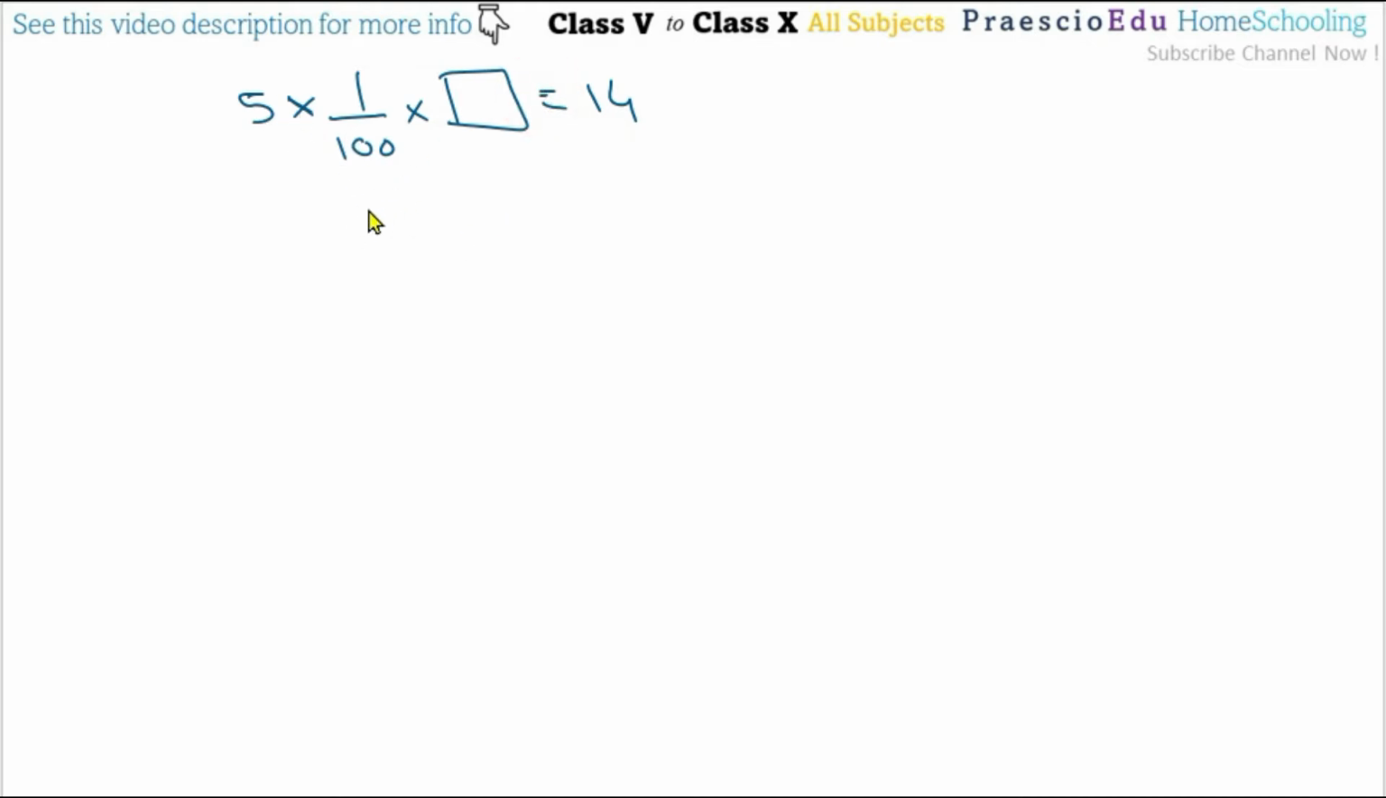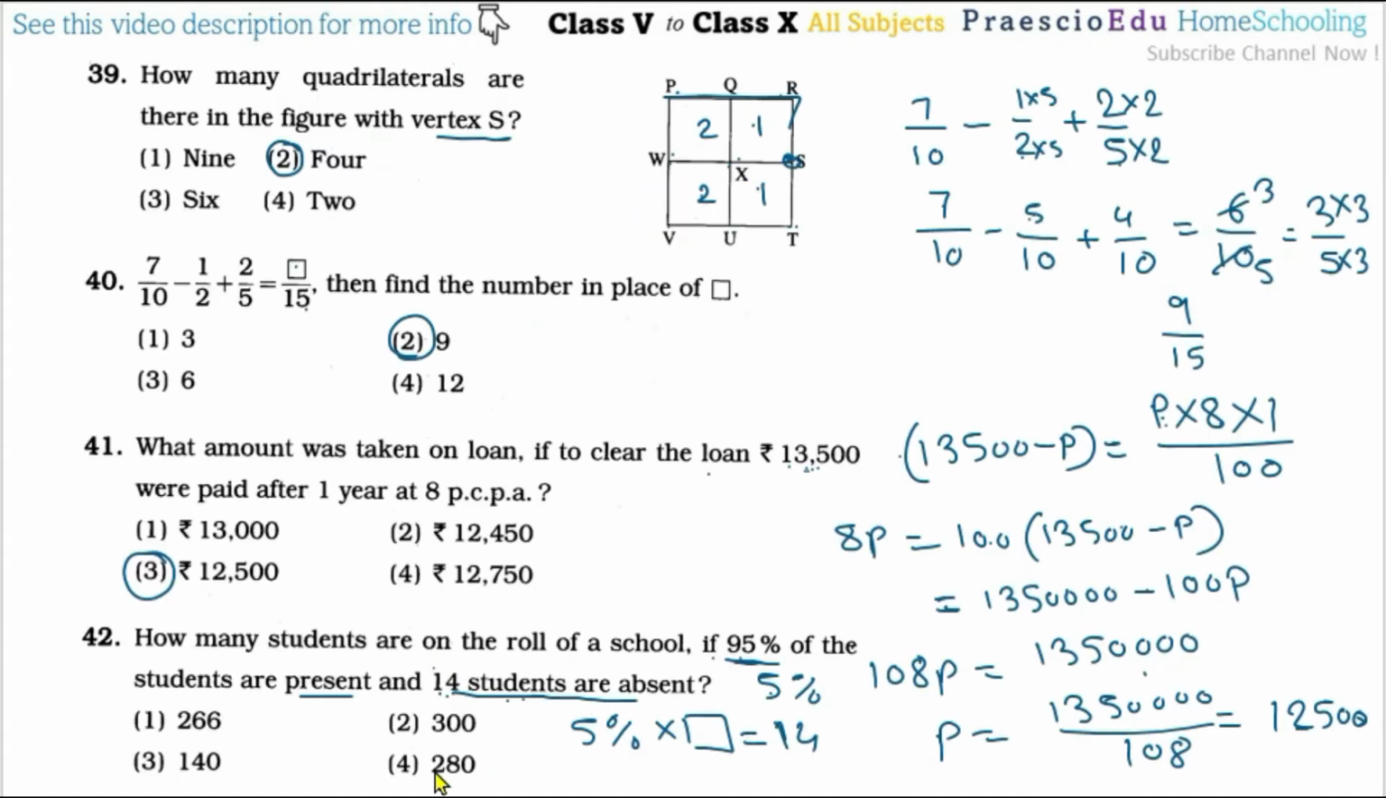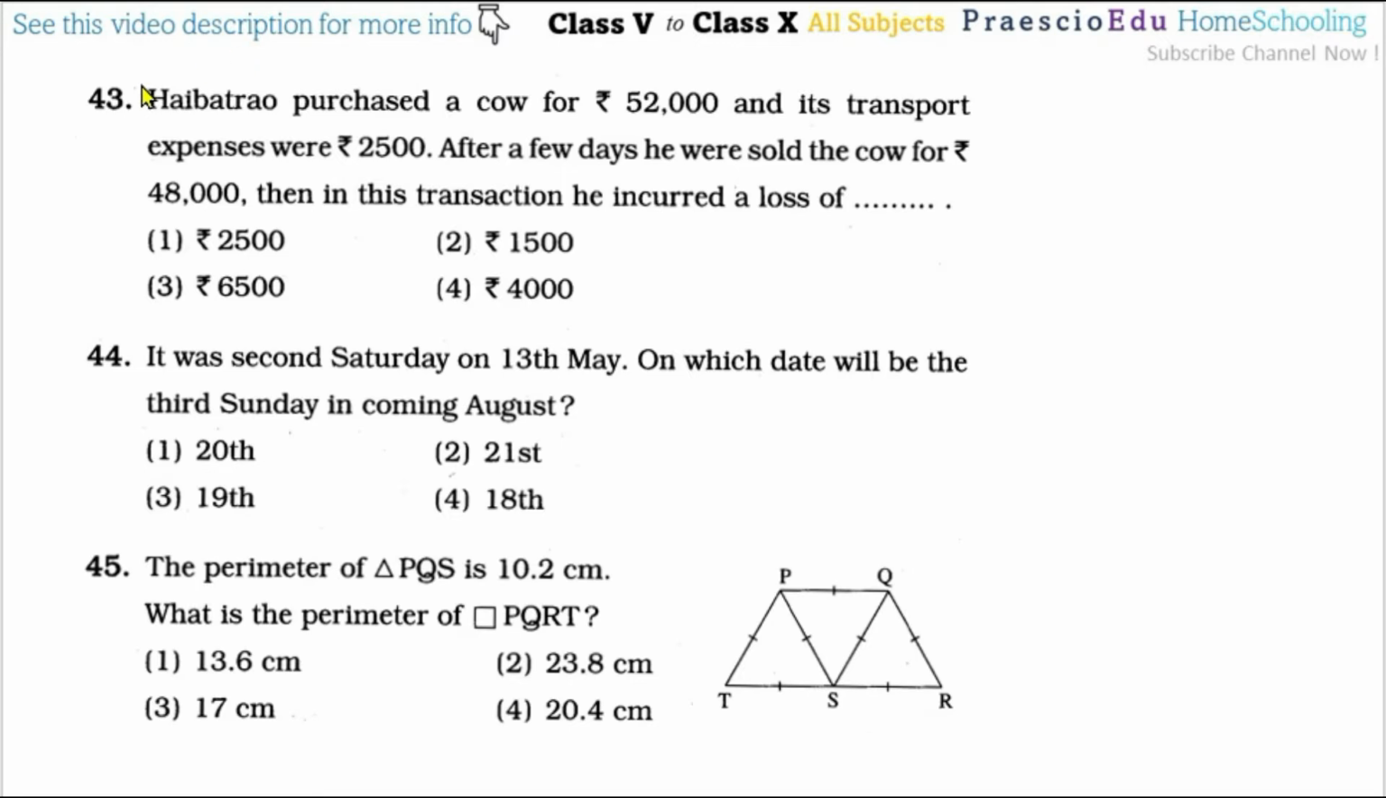So now the box equals 14 multiplied by 100 divided by 5. 100 divided by 5 is 20. So 14 multiplied by 20 is 280. So the total number of students is 280, which means option number 4 is the correct one. Then question number 43.